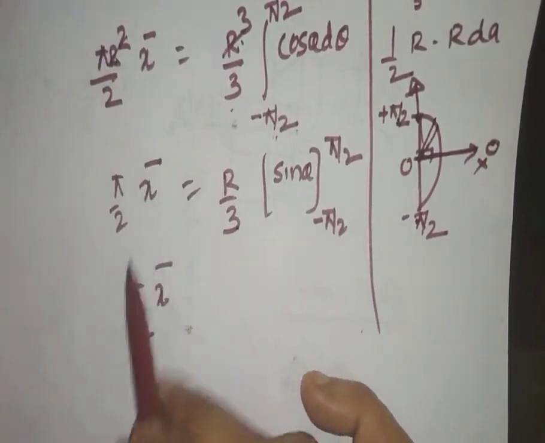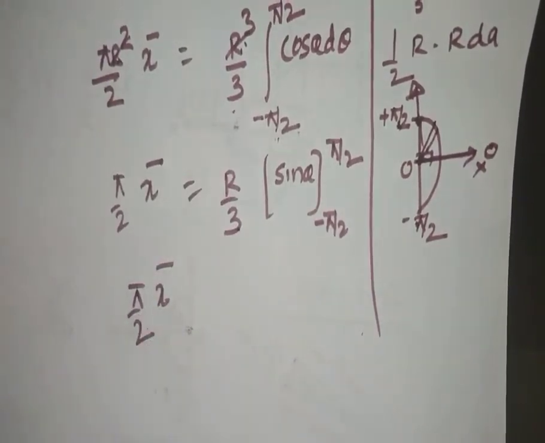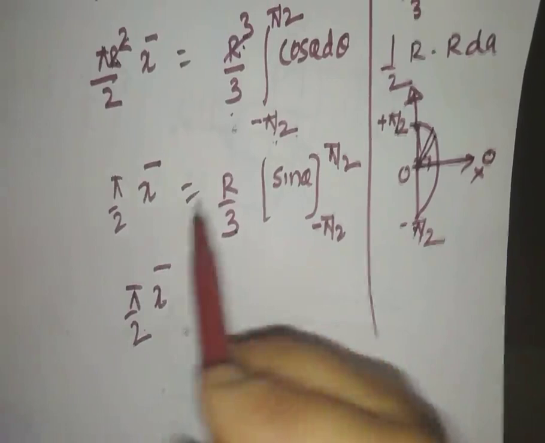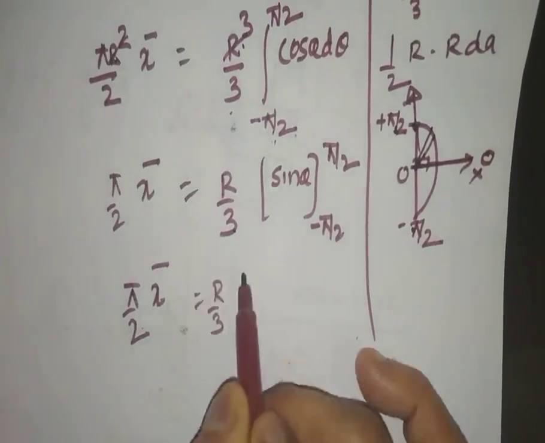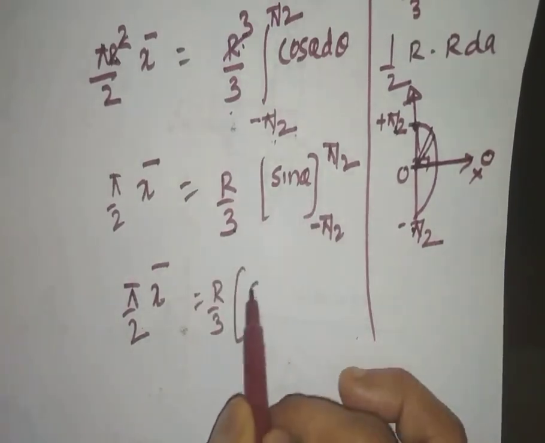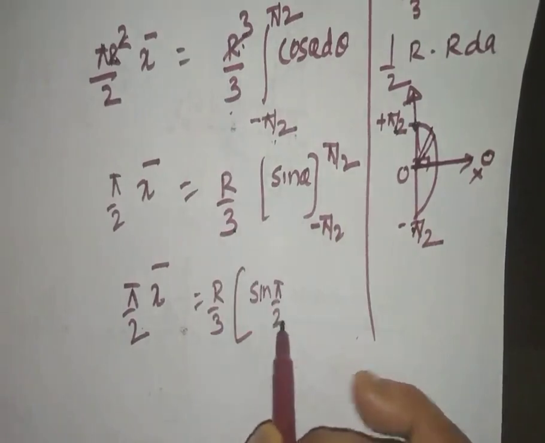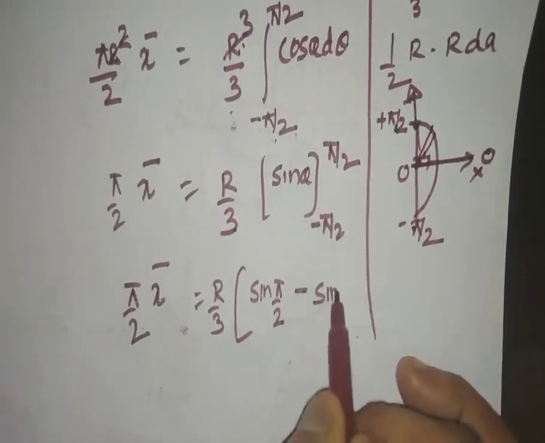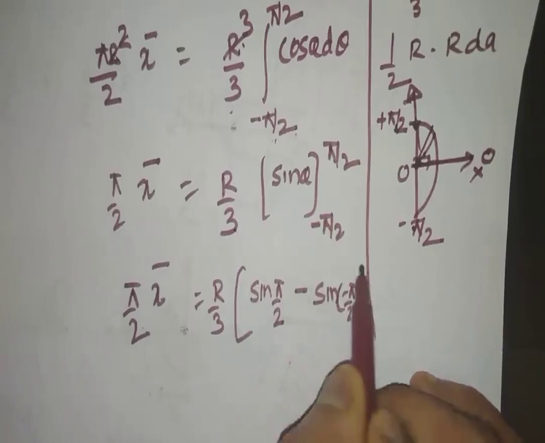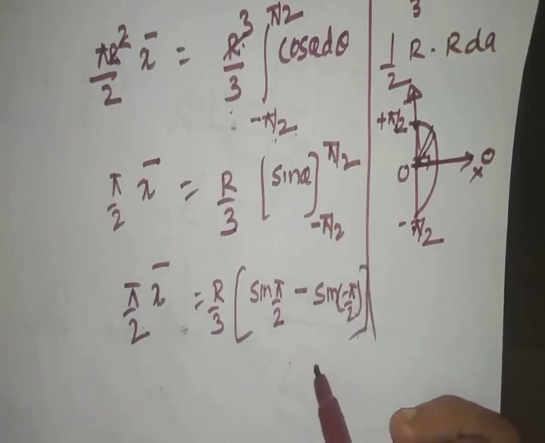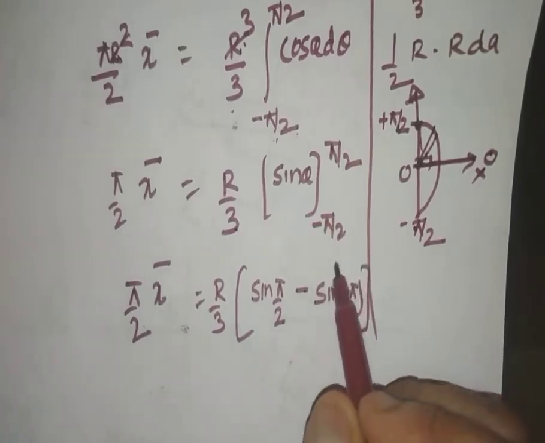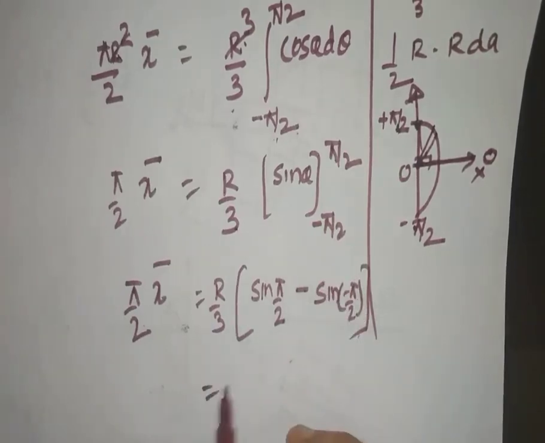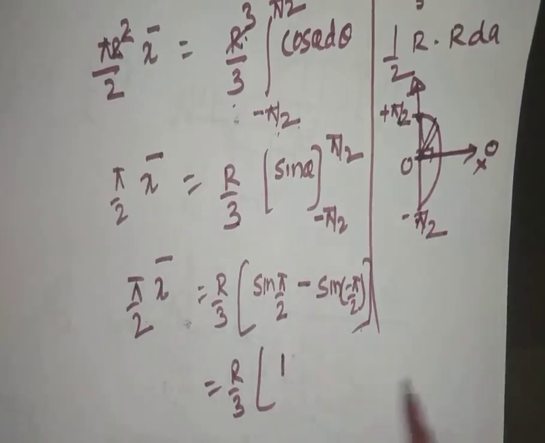And when we substitute, the left hand side term we keep as it is, pi by 2 into x bar, equal to r by 3 again as it is. And here this will be sine of pi by 2 minus sine of minus pi by 2. These are nothing but the limits of integration that we get after we substitute. So sine of pi by 2 means sine of 90 degrees, which is 1. Minus of sine of minus pi by 2 will be minus of minus 1.